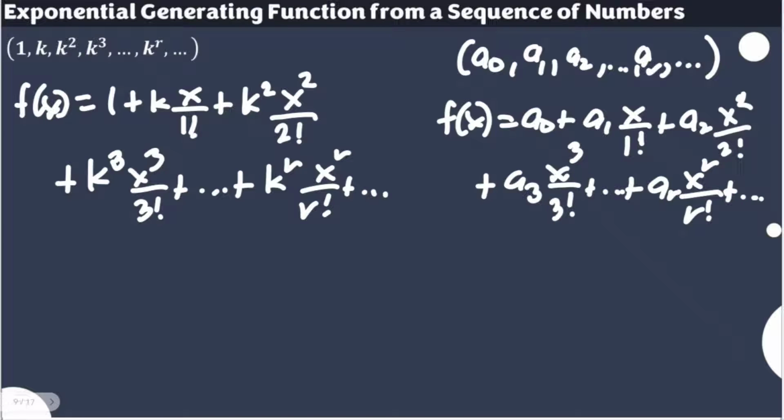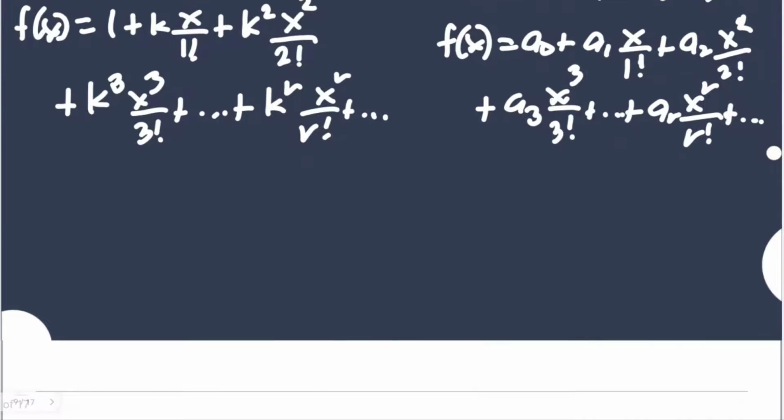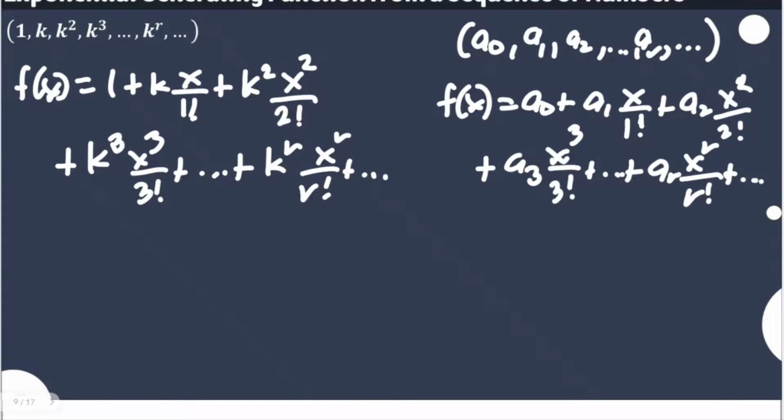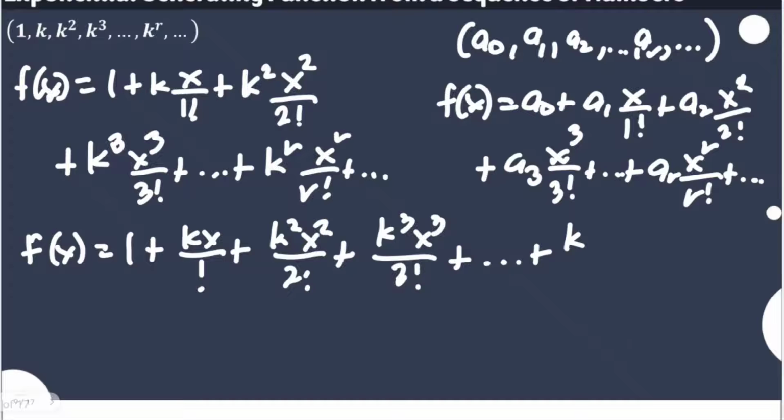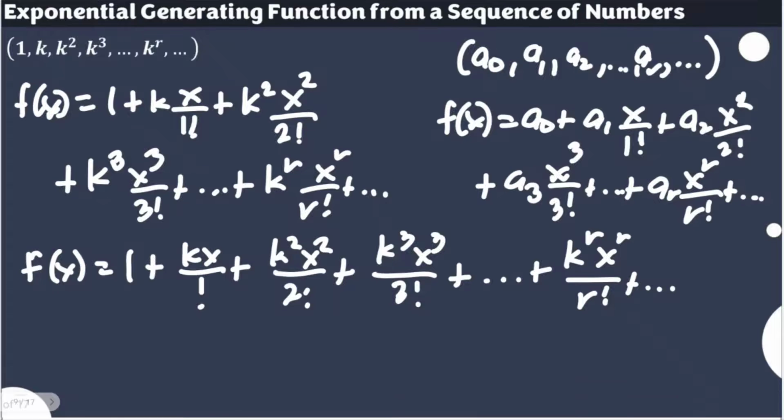Now, for this consideration, we can actually look into the relationship of the numerators of each term. That's actually 1, plus you have kx over 1 factorial, plus you have k squared, x squared over 2 factorial, plus you will have k cubed, x cubed over 3 factorial. Then you have plus dot dot until you will have k to the power of r, x to the power of r over r factorial. This is the form for the exponential generating function of the given sequence.